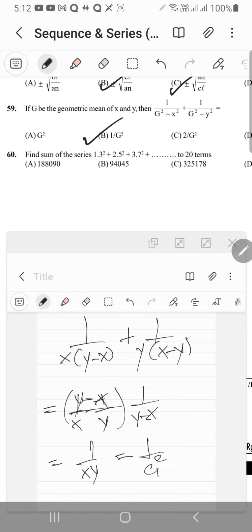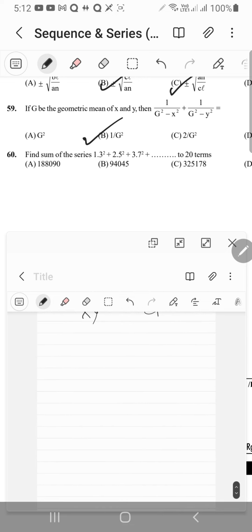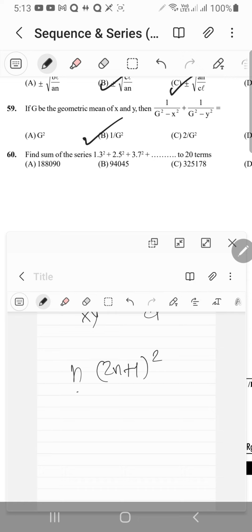Sum of this series up to 20 terms. Okay, this is bad, really bad. Why do you want me to do this? Up to 20 terms, you say. Okay, what's the general form for this? 1, 2, 3, 4, there's just n. Last term would be n, and what is this? 3 squared and then 5 squared. So it's (2n plus 1) squared, like that. Oh, this is very bad.